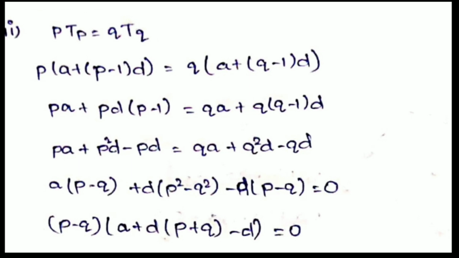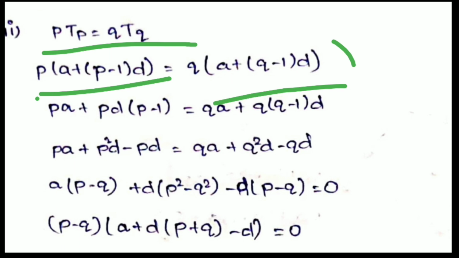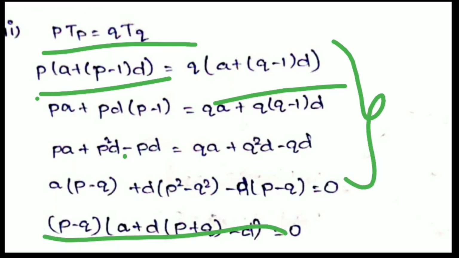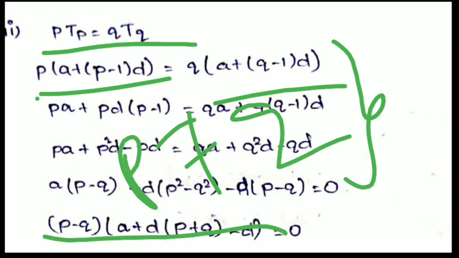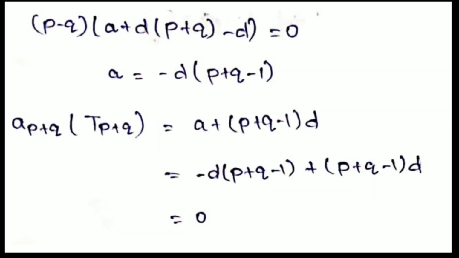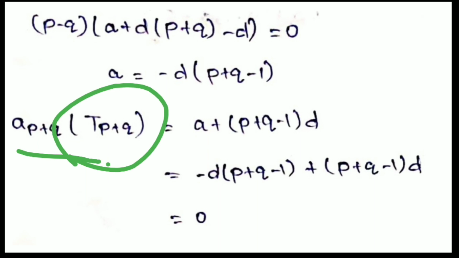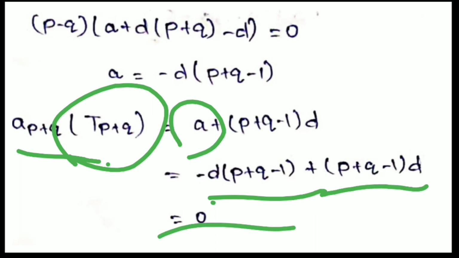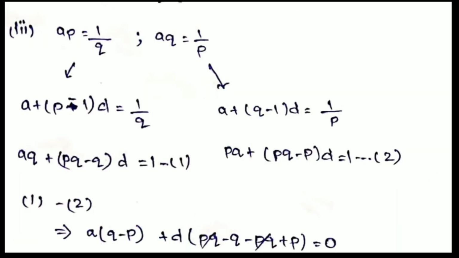Now let's go to the second one: P TP equals Q TQ. We substitute TP and TQ and simplify, and finally we get this equation, where P not equals Q here also, so we equate the second factor to 0, that is A equals minus D into P plus Q minus 1. A(P plus Q), that is the (P plus Q)th term of the sequence, is A plus P plus Q minus 1 into D. A means minus D into P plus Q minus 1, plus P plus Q minus 1 into D. This is nothing but 0. Hence the second one is also proved.